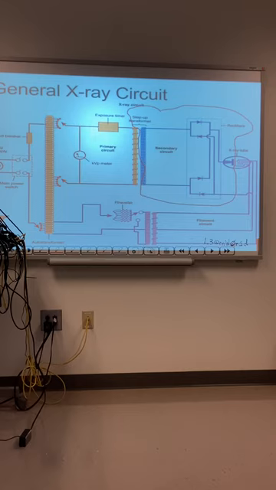So the secondary circuit begins with the rest of the step up. You have your mA meter. Where is your mA meter? Right in that area. And it monitors the X-ray tube current, so how much current is flowing through the tube.